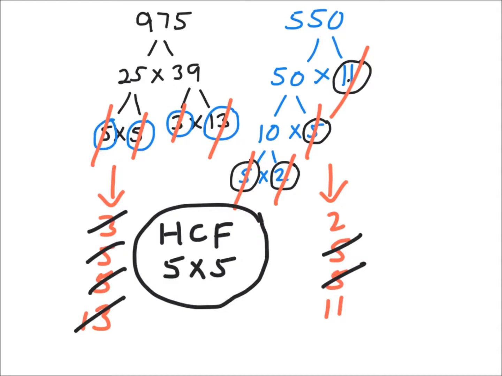So in the circle in the middle, the highest common factor of 975 and 550 is 5 multiplied by 5. 5 5s, 25, which is our highest common factor.